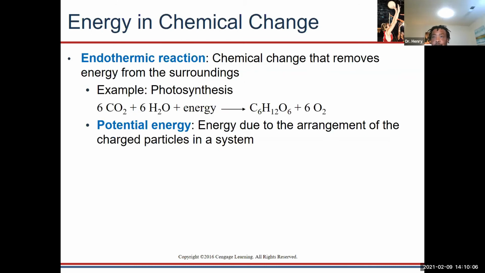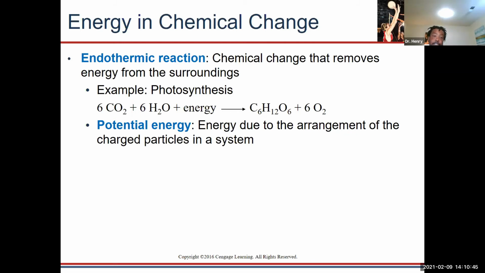Okay, so we also talked about endothermic. What does endothermic mean again? Entering. It's going into. That means energy is going into the system, right? Here is an example of photosynthesis. Photosynthesis requires the energy from the sun to get everything started, so we're putting energy into our system so that we can make sugar and oxygen. Simple, right? Not too hard. That's right. Endo, enter; exo, exit.